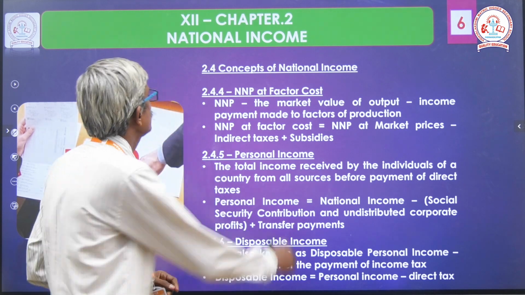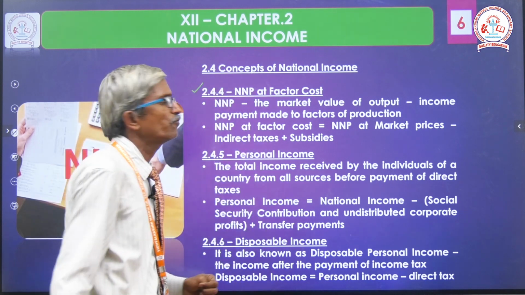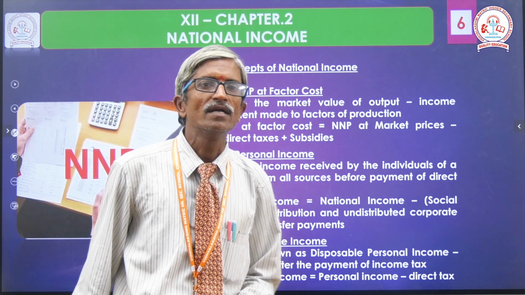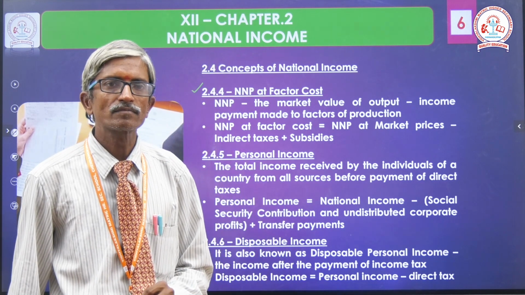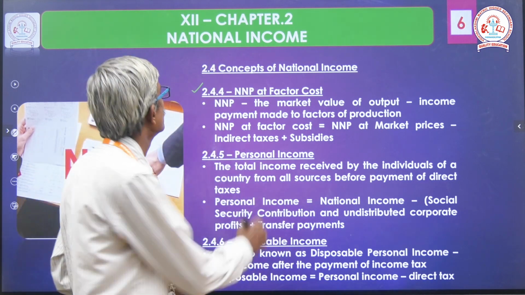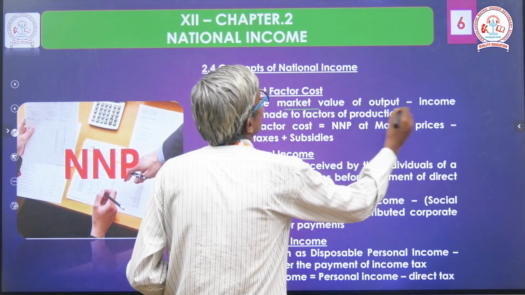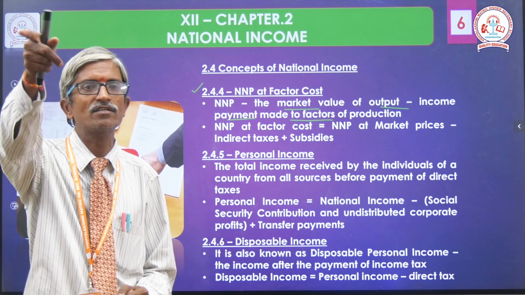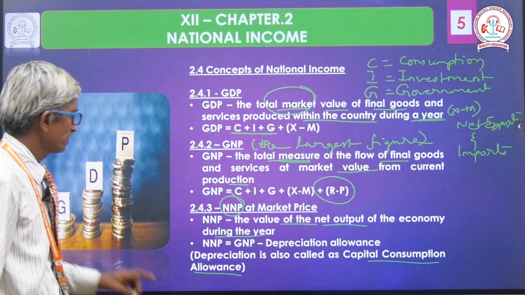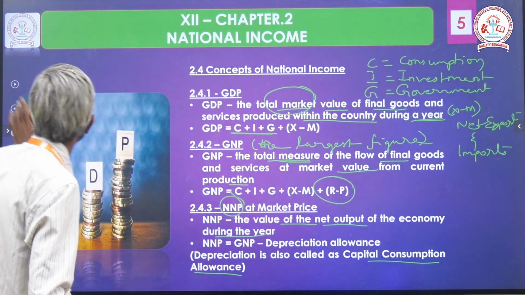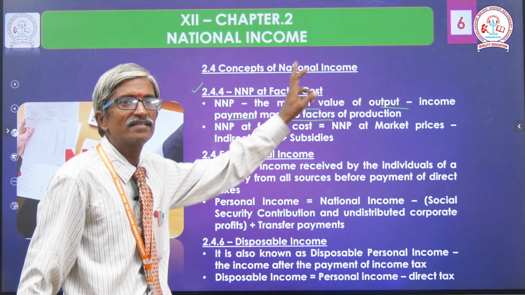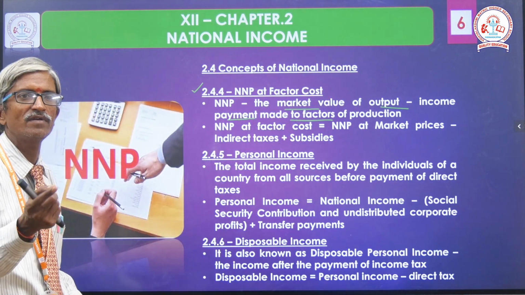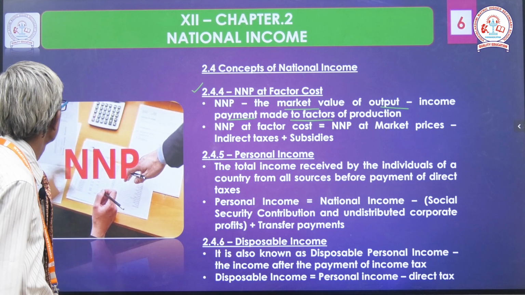Next, what is the fourth concept? The 4th concept is very simple: NNP at factor cost. NNP is the market value of output, income and payment made to the factors of production. Here, market price. Here, factor cost. That is the difference. Cost, we are facing some expenses.